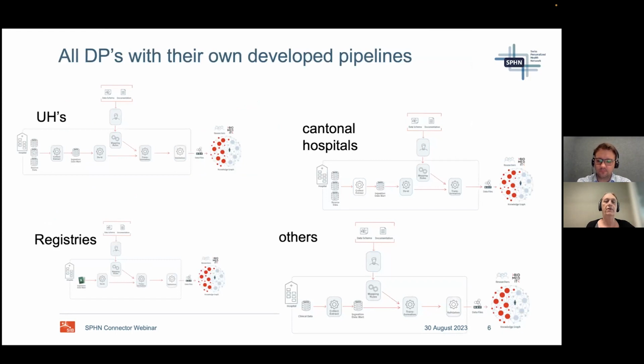And it ended up with different pipelines. Here are just some examples. Of course, there are more. So there's not only one university hospital pipeline, but now in phase 2 of SPHN we also have registries who want to provide data, cantonal hospitals who want to provide data, or even other ones like private physician practices who want to provide data. And they all have different kinds of systems, different kinds of know-how, and they want to ingest data into this graph in different ways. So this was the big challenge.